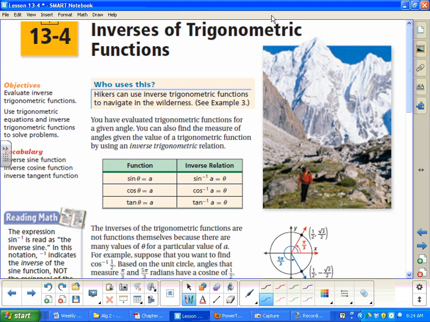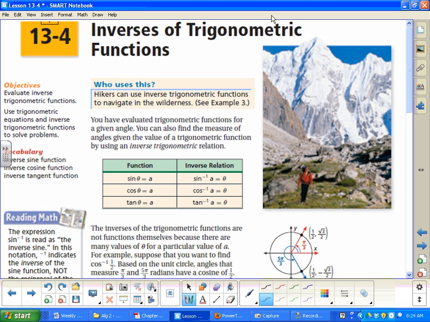Inverses of trigonometric functions. We've done inverses before, right? We did it back in chapter 7 when we were doing exponential functions to get logarithms. And we did it in chapter 9 when we were working with finding inverses for linear and quadratic and cubic functions.